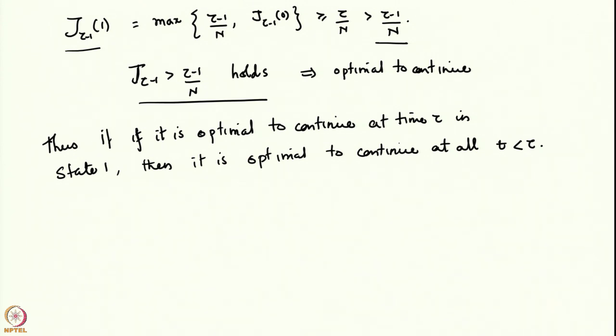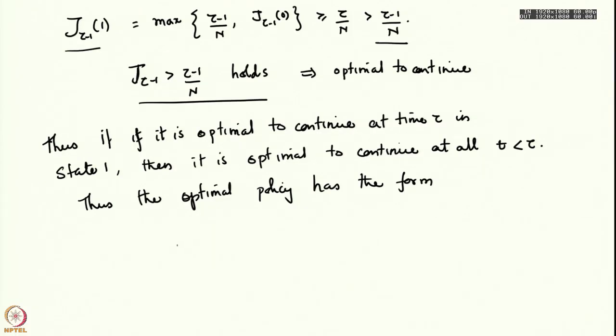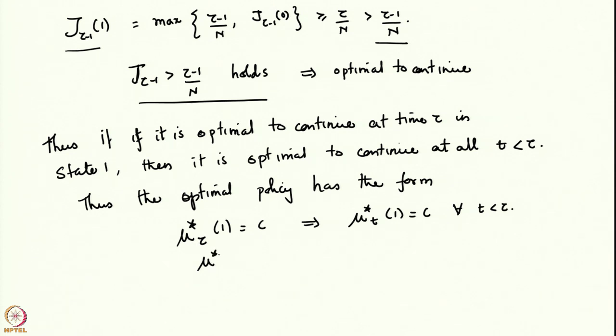Now, let us take this further and see what else we can say. Let me write out first what the form of the policy is. Thus, the optimal policy has the form mu star tau of 1 equals continue implies mu star t of 1 equals continue for all t less than tau, and mu star t of 0 is continue, and this is true for all t. So, when you are in state 0 you continue, and when you are in state 1 you continue up until a time tau.